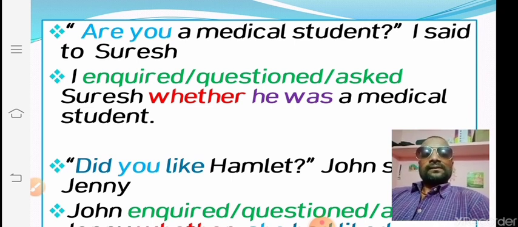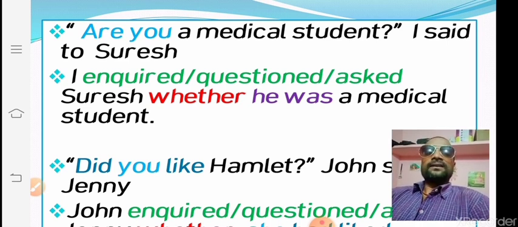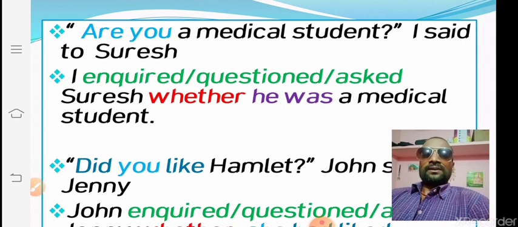Observe the word colored in red, "whether". As we have seen in the rule, whenever there is a yes or no question, we have to use "if" or "whether" as the link. Now, "are you" in the direct speech has been turned into "he was", simple present to simple past, "a medical student".